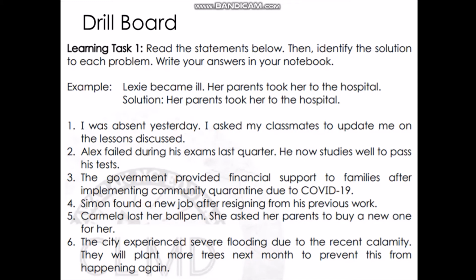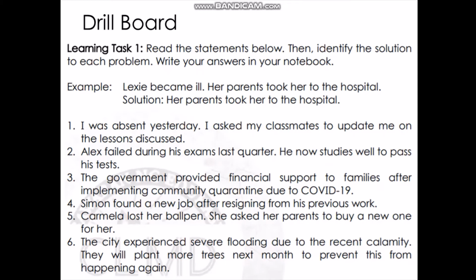Example, Lexi became ill. Her parents took her to the hospital. So, the solution is that her parents took her to the hospital. Again, you will only write in your drill board the solution in the sentence. Example, Lexi became ill. That's the problem. The solution, her parents took her to the hospital. Answers only. For number 1, I was absent yesterday. I asked my classmates to update me on the lessons discussed.